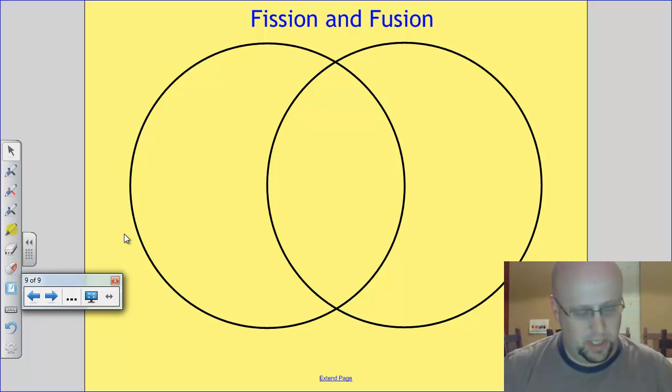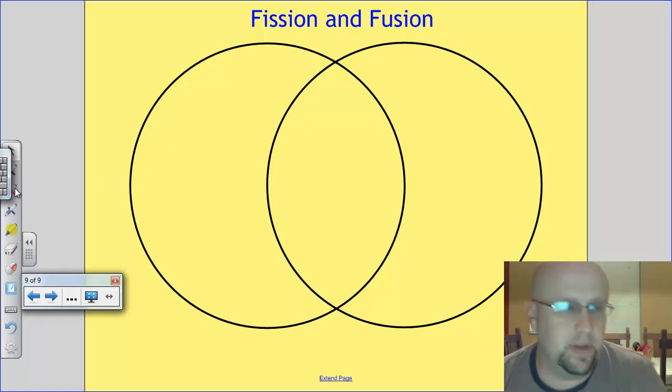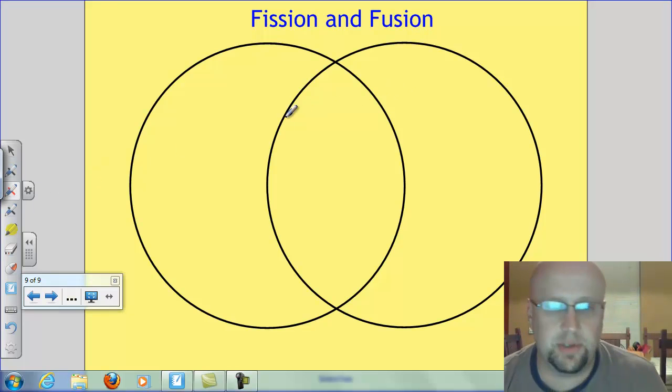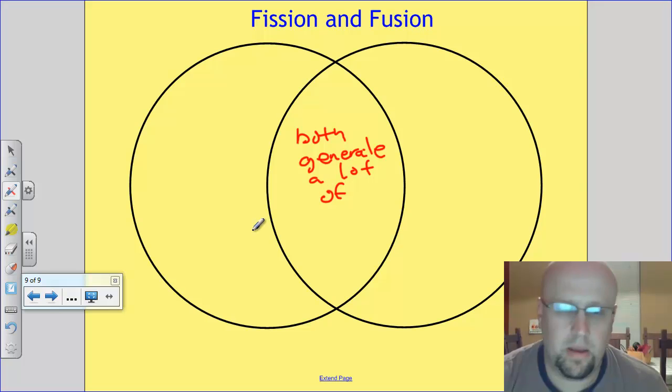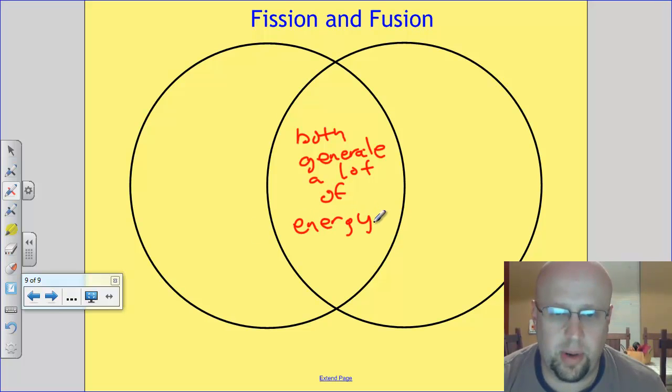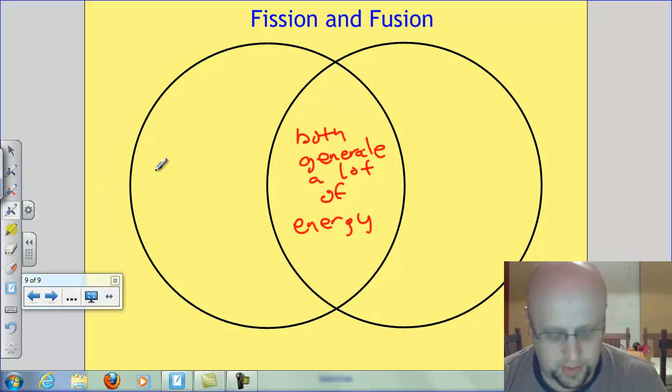About a couple of things that are common between them that are going to be important for us. So things that make them different and things that make them the same. What's the same about them? Both generate a lot of energy. A lot of energy, and that's what makes both of them useful. That's why we want nuclear power plants, despite the fact that they're at least a little bit dangerous.